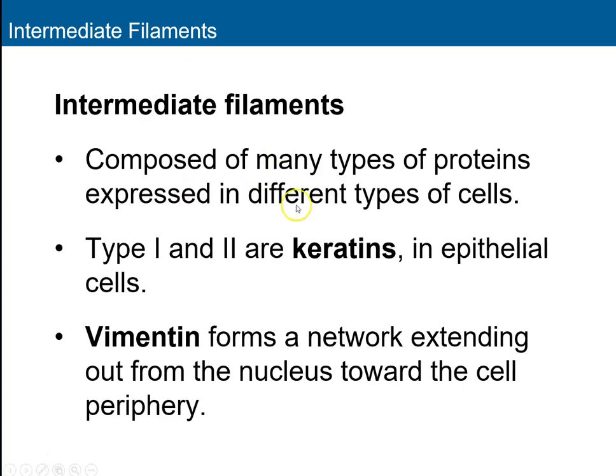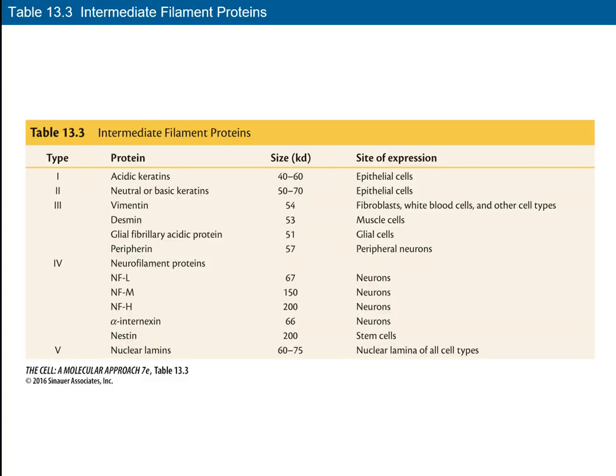So here are some examples of proteins that are considered intermediate filaments. Type 1 and type 2 are keratins. In epithelial cells, you'll have keratin proteins that make up these intermediate filaments. Also, vimentin will be another protein that's part of intermediate filaments. And you'll see that you'll have particular intermediate filaments depending on what type of cell you're talking about. So we mentioned keratins, epithelial cells.